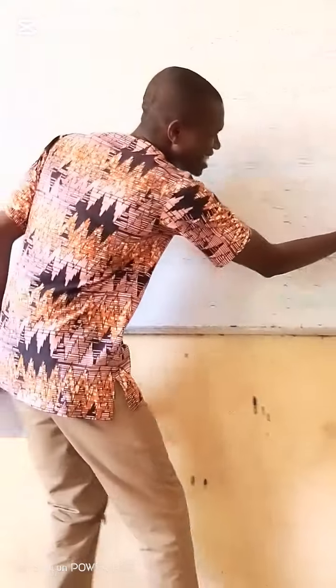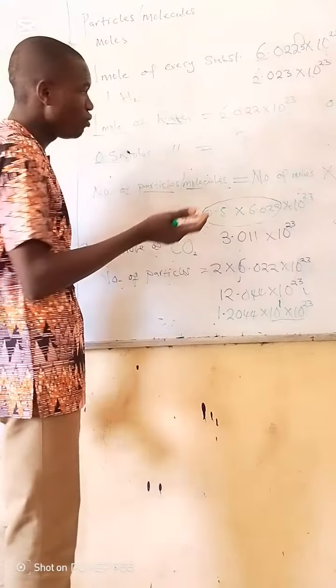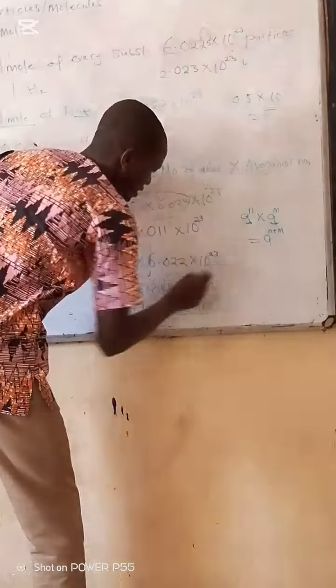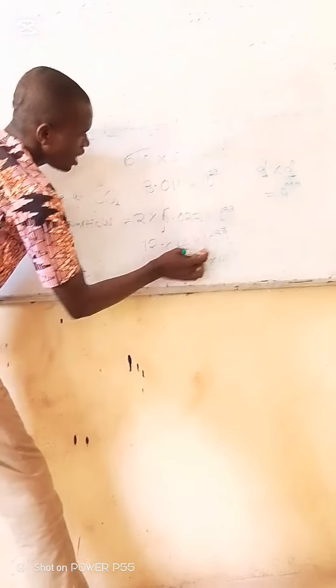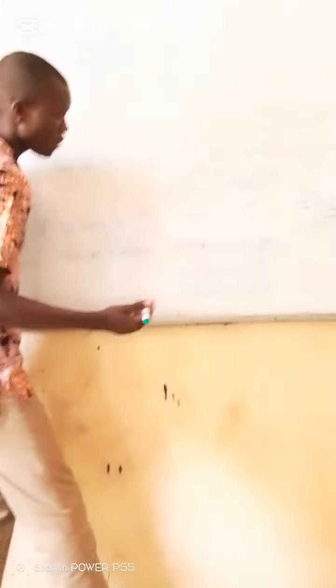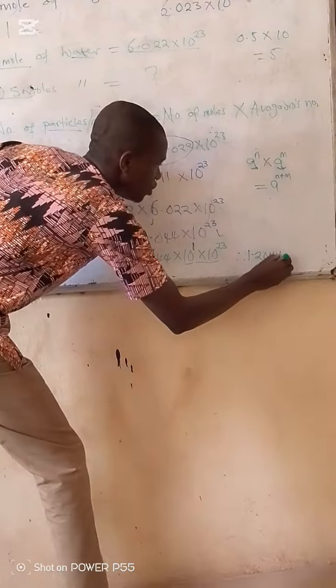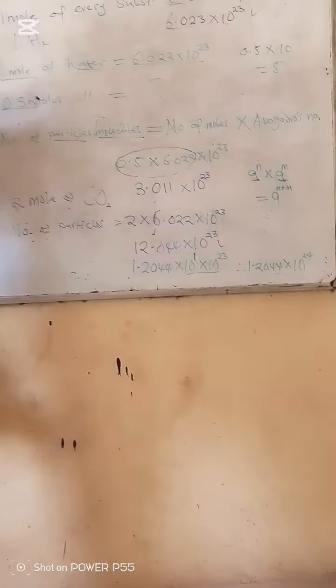Is this clear? The bases are the same, so add the powers. These are simple laws of indices. So at this point, the bases are 10 and 10, and the powers are 1 and 23. So we take one of the bases and add the powers, and this will give us 1.2044 times 10 raised to power 24.